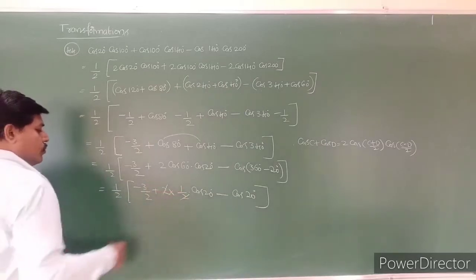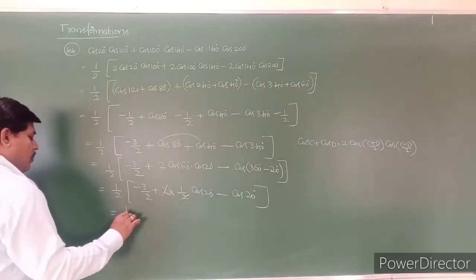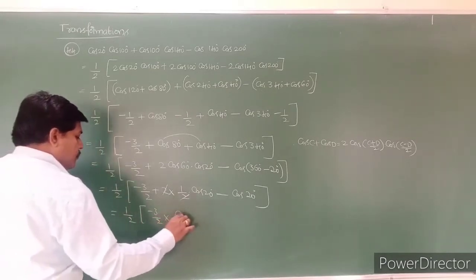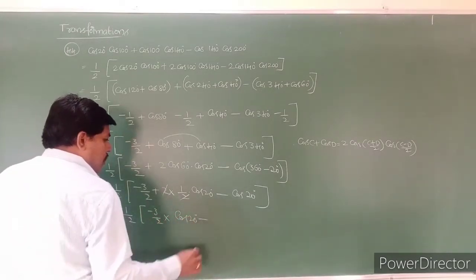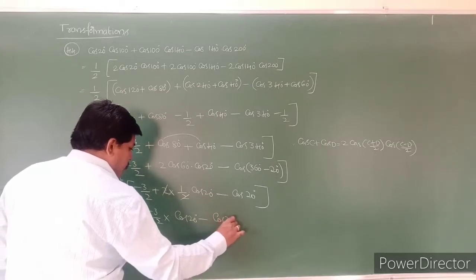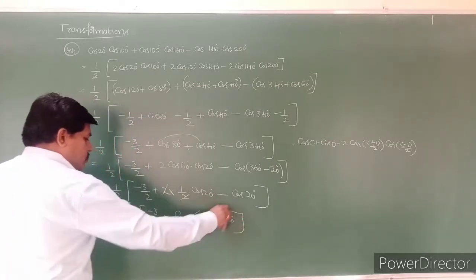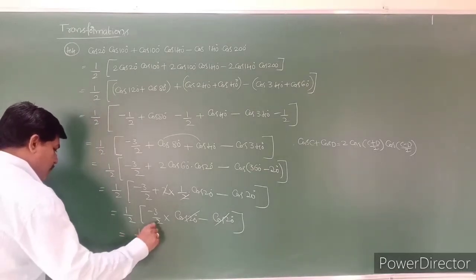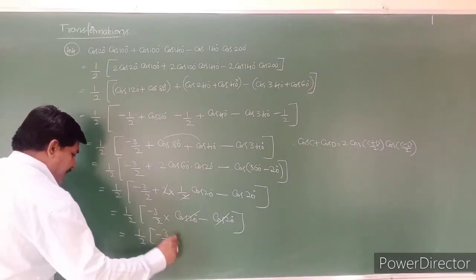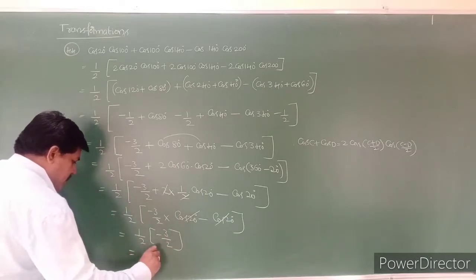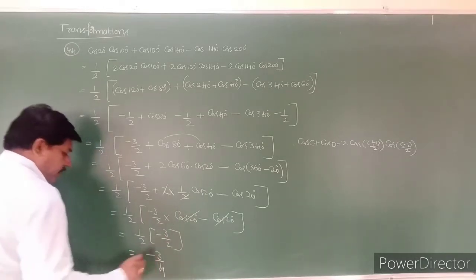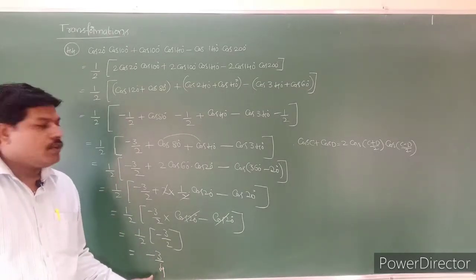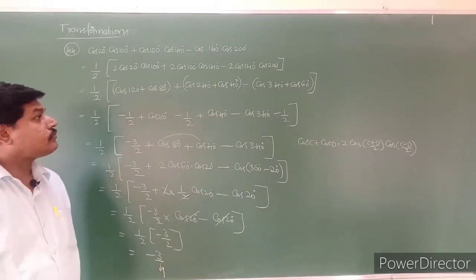So here 2 into 1 by 2, the 2 will cancel. You will get 1 by 2 into minus 3 by 2 into cos 20 minus cos 20 degrees. So cos 20 and minus cos 20 will cancel. You will get 1 by 2 into minus 3 by 2. So the answer is minus 3 by 4. Okay, so see that question, students.